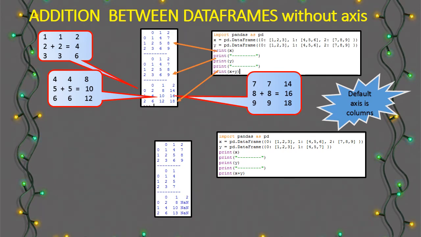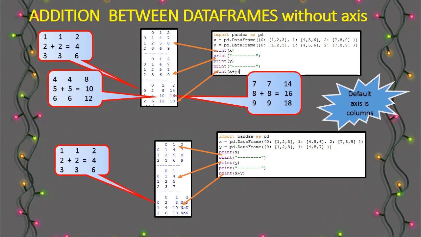Here x contains 3 rows and 3 columns, but y contains 3 rows and 2 columns. See the column labels 0, 1 and row labels 0, 1, 2 for the y data frame. Now we add x plus y. See how it is added. The default axis is 0, which indicates column, so the addition is performed column wise. Both data frames' 0th column, label 0, are added.